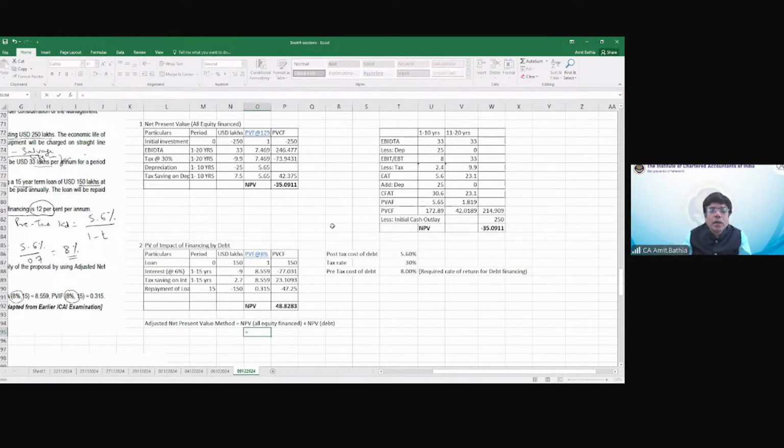So how much is that? Equal to, here I have minus 35.0911 plus 48.8283. So I'll have a NPV of 13.7372. What is this? By the way, these values were in lakhs, right? USD lakhs.